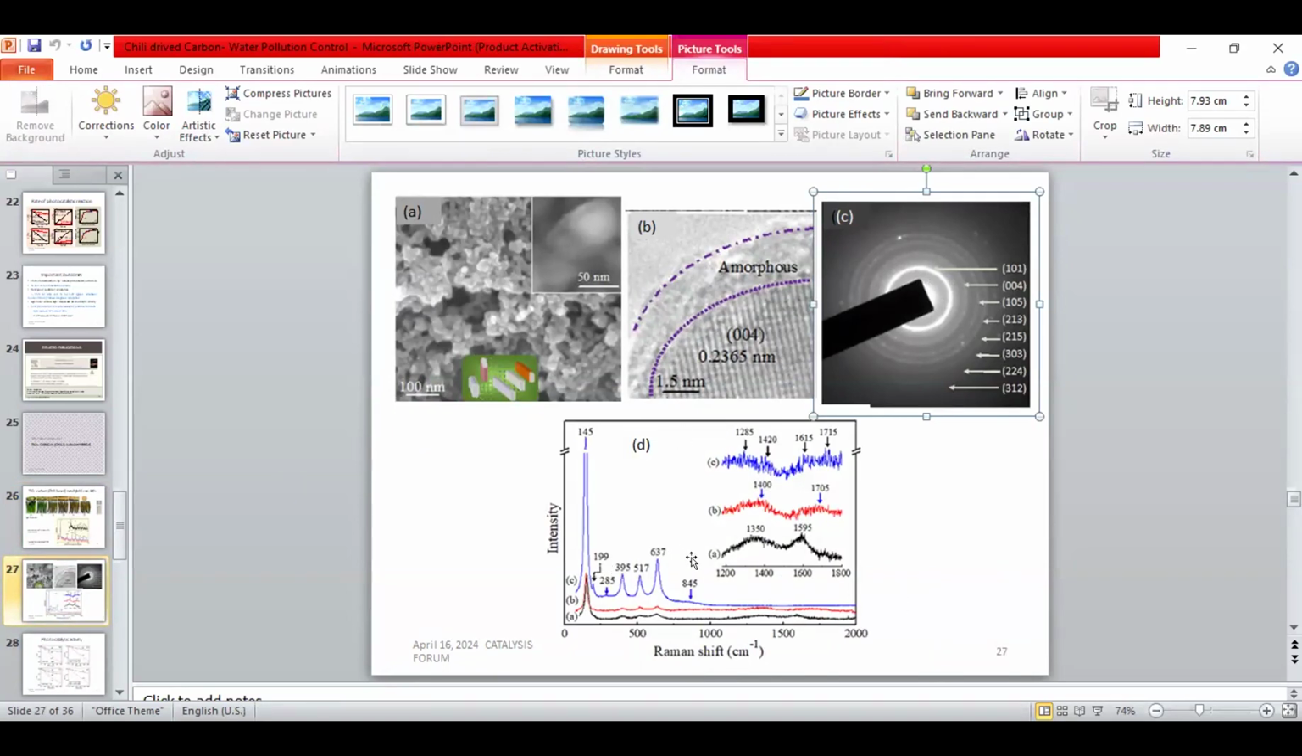And here, the bottom figure shows the Raman spectra of this composite powder, which shows that these peaks all correspond to TiO2 anatase. In addition, we have very weak bands available, which correspond to the D and G bands of the graphene-like carbon, which wraps the TiO2 nanoparticles.